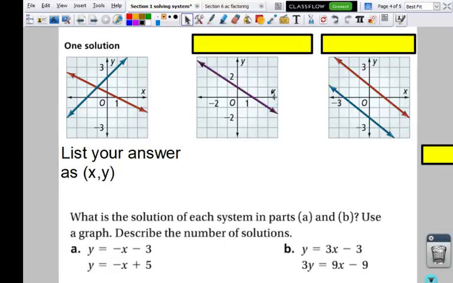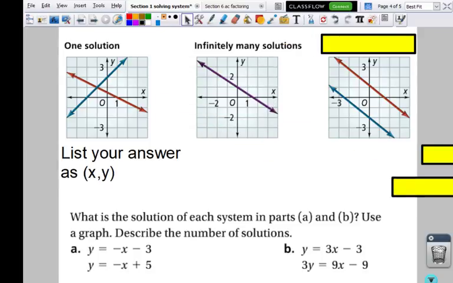If they are exactly the same line, you're going to say infinite solutions or infinitely many solutions because every single number is an answer.